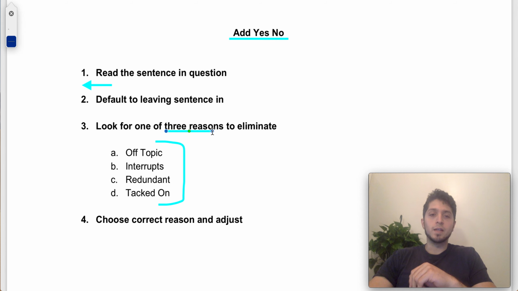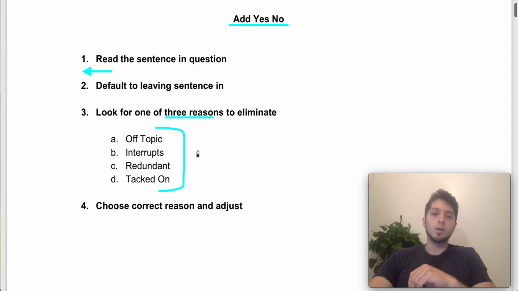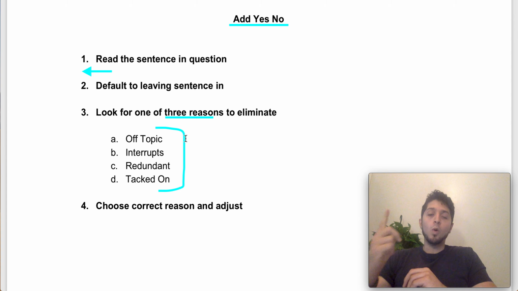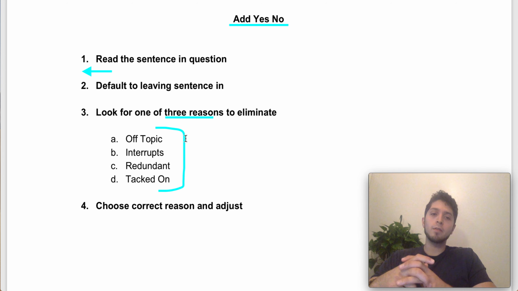You can see I'm also messing up here. So this should be 4 reasons or so. The 4 reasons why you would eliminate something. And the main ones are, 1, if the sentence is off topic with the paragraph. And that seems pretty obvious. It's like, okay, if it's off topic, then obviously you don't want to put it in there. But it can get a little bit subtle, which we'll look at as well.